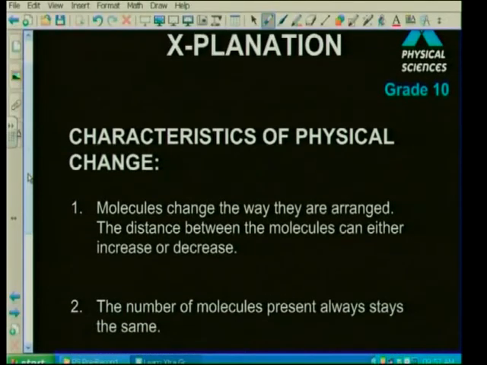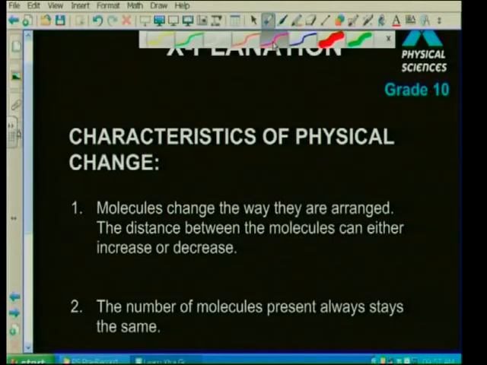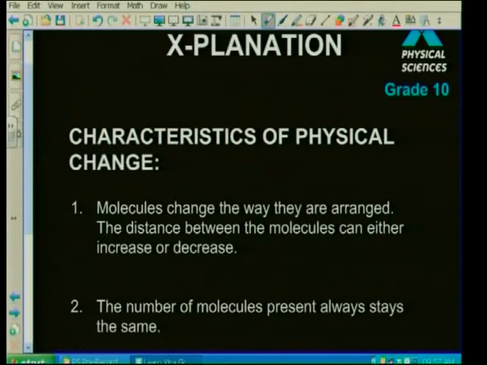Let's have a look at the characteristics, and I've listed some characteristics. The first one I've just explained to you, and I hope you've got that molecules change the way they are arranged. The distance between the molecules can increase or decrease depending on what the change is. So if it's going from a solid to a liquid, it would increase. If it's going from a gas to a liquid, the distance would decrease.